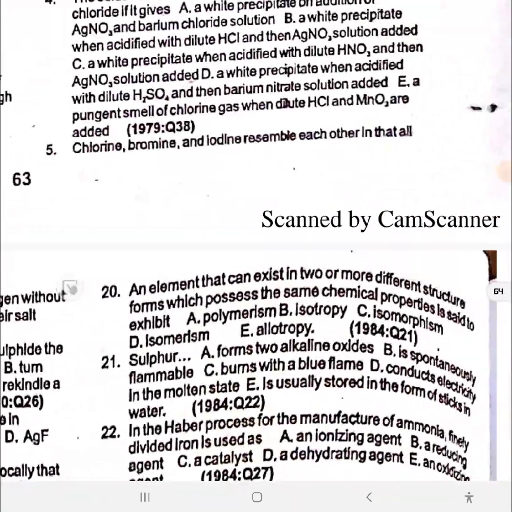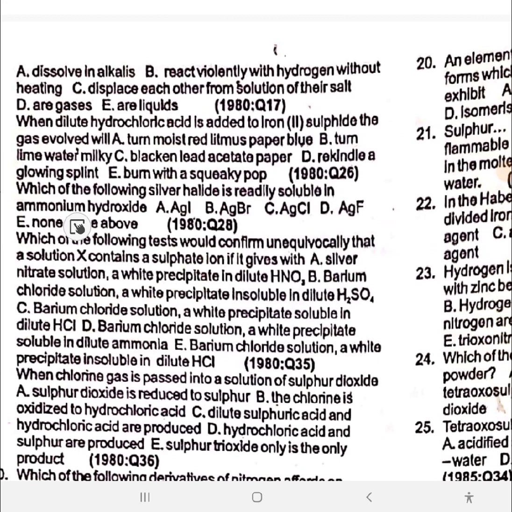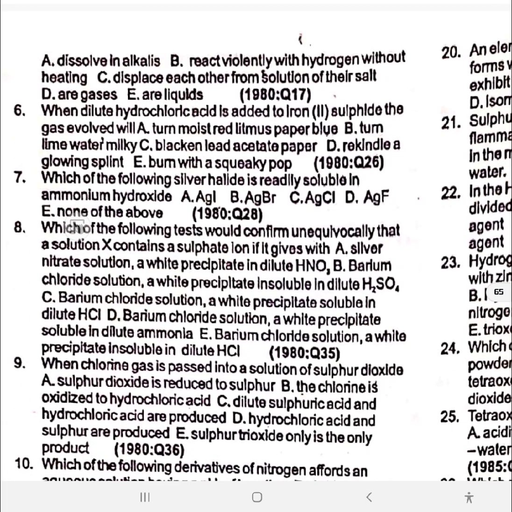Question 5. They say chlorine, bromine, and iodine resemble each other in that... first things first, you need to write: chlorine, bromine, and iodine belong to the same group in the periodic table, and hence they possess similar valence electrons. And since that is so, the correct answer to number 5 is that they will displace each other from a solution. So here's how it happens.